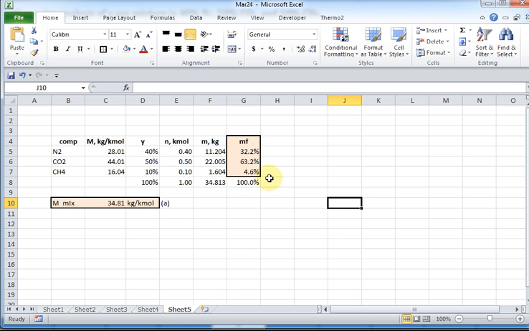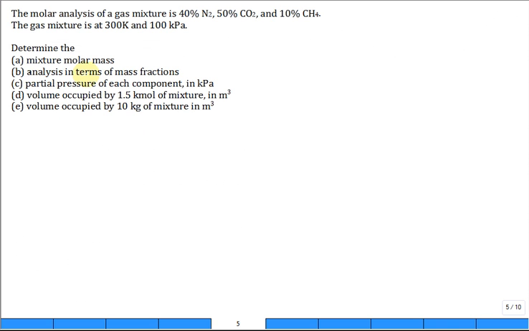What were the mass fractions? What was the question? Let's jump back to the question. It said, determine the analysis in terms of mass fractions. So we were given the molar analysis of 40%, 50%, 10%. We want the mass fractions, some percent for those 3 components. Now, what about the partial pressure of each component?